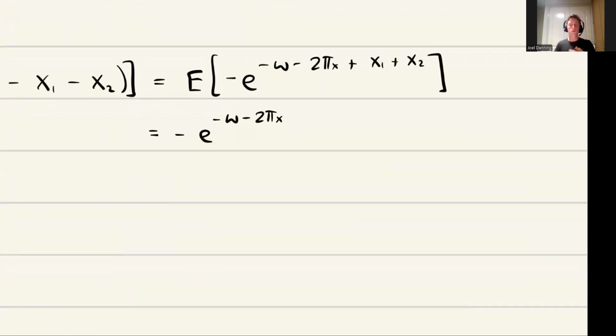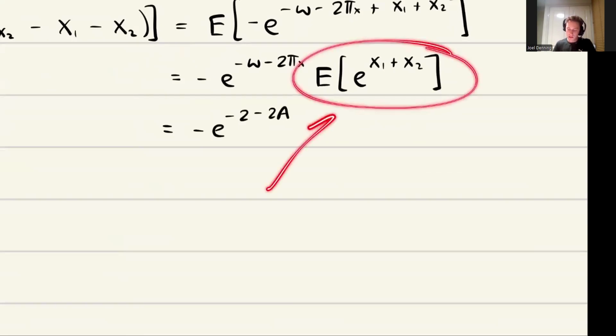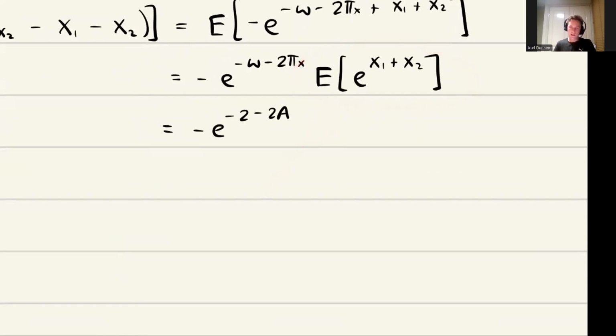However, we can no longer split the expectation into the x1 and x2 parts, right? Since they're not independent anymore. So we need to keep them together under the same expectation as e to the x1 plus x2. You can no longer separate them. So now to compute this, again, we're basically just going to appeal to the definition of expected value.